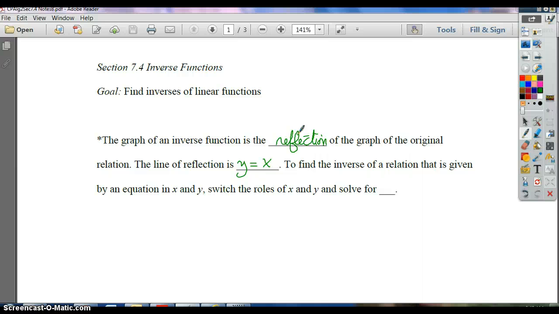Find the inverse of a relation that is given by an equation in x and y. This is important here. Switch x and y, and then proceed to solve for your y. This will give you your inverse function. And you will see a couple of these in the next page.